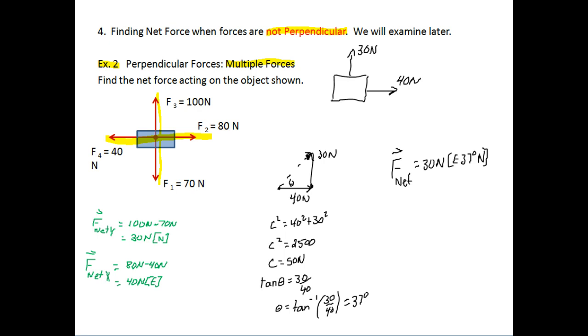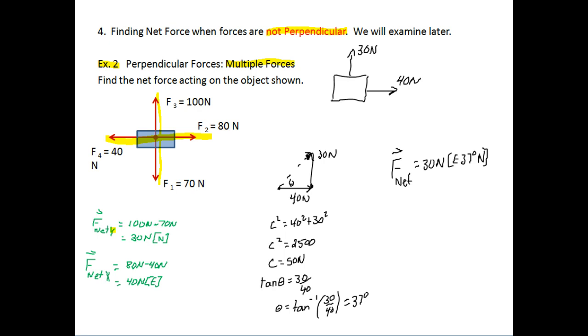Alright, so the first step I've done was to resolve the vertical component, or in terms of math, you might think of it as the y-coordinate. So the force net y is 100 newtons subtract 70 newtons, and we get 30 newtons north. And then we have the horizontal, which will be 80 subtract 40, or 40 newtons. And since the answer is positive, it's going to be east. So the force net x is 40 newtons east.